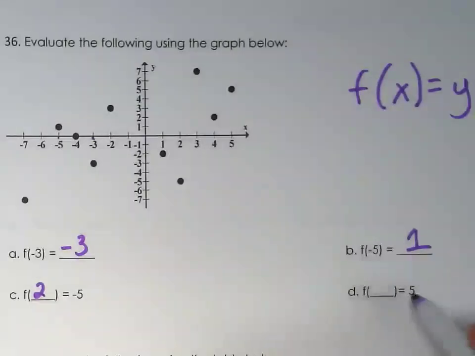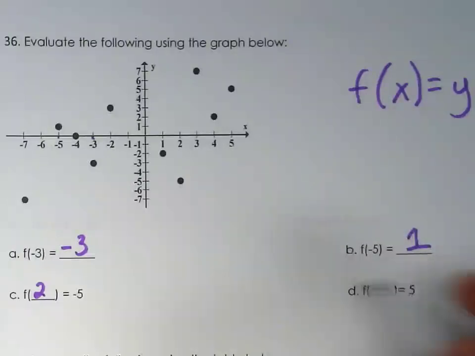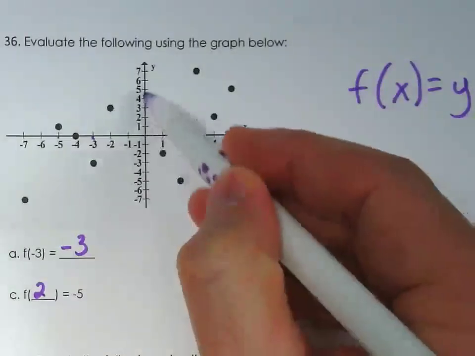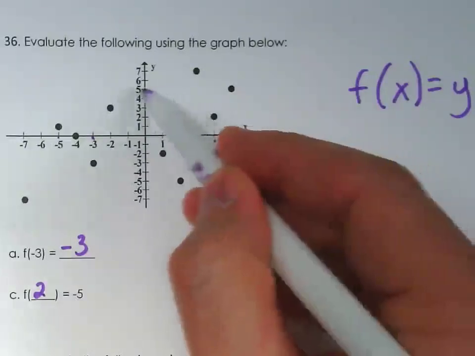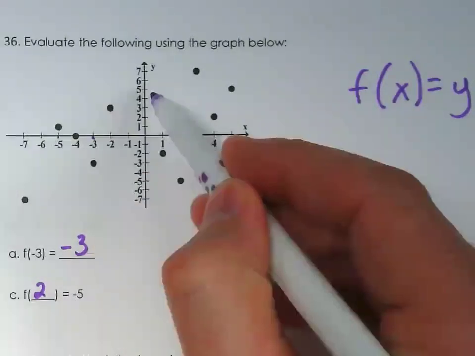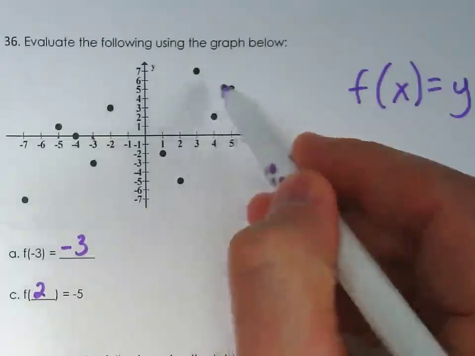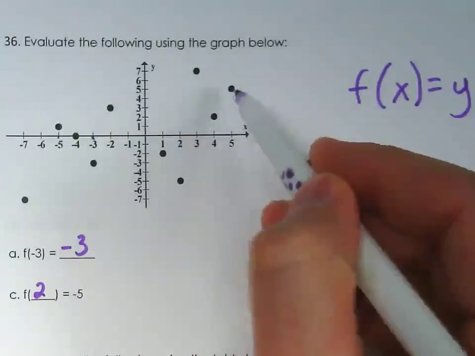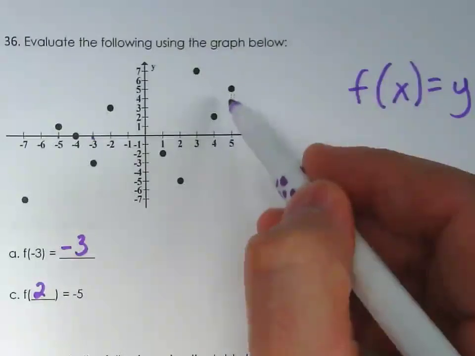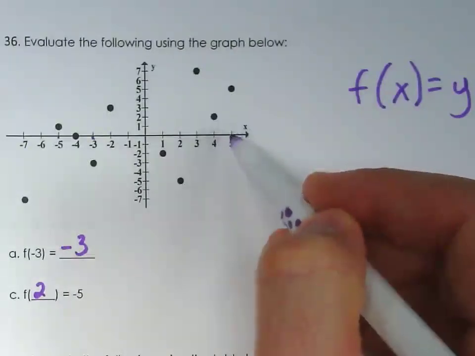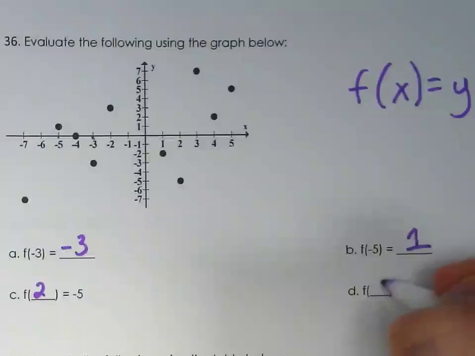And let's do D. Again, y equals 5. So we go to y and we go to 5. Where is your dot when y is 5? Well, if I go this way, there's nothing there. But if I go this way, notice I run into my dot right here. So there's my dot when y is 5. What is my x? Well, I go straight down, and my x is also 5. So this is f of 5 equals 5.